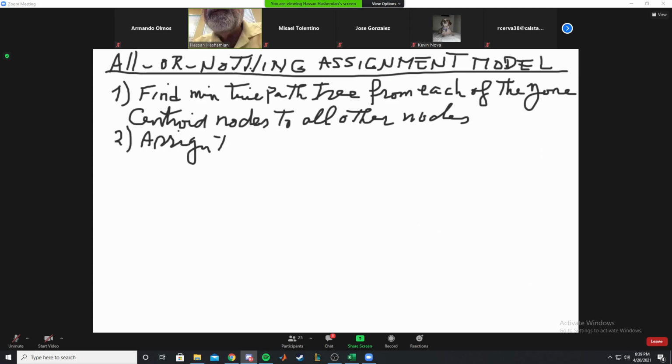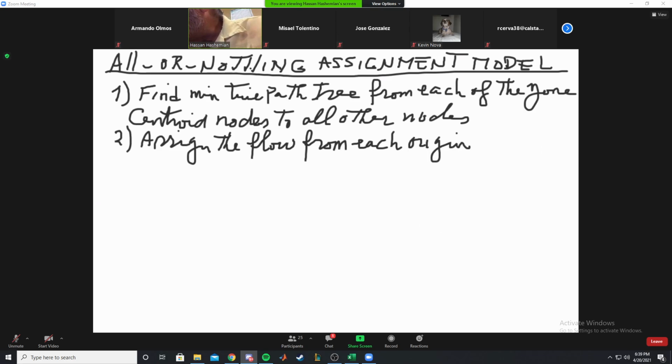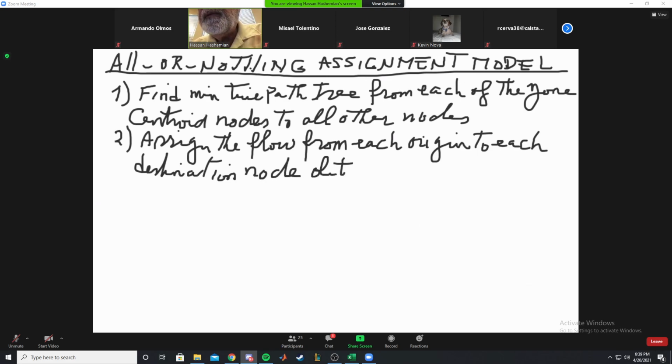The second step, assign the flow from each origin node to each destination node, obtained from the trip table.